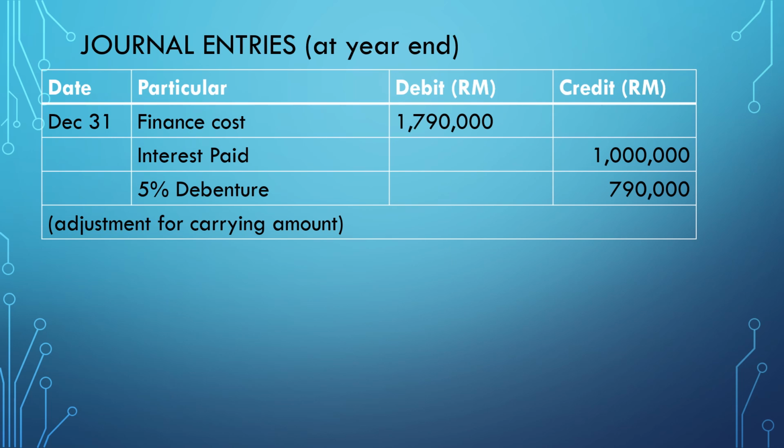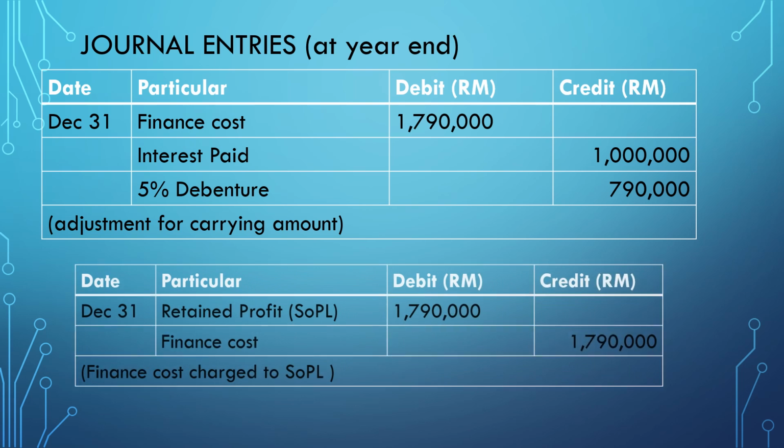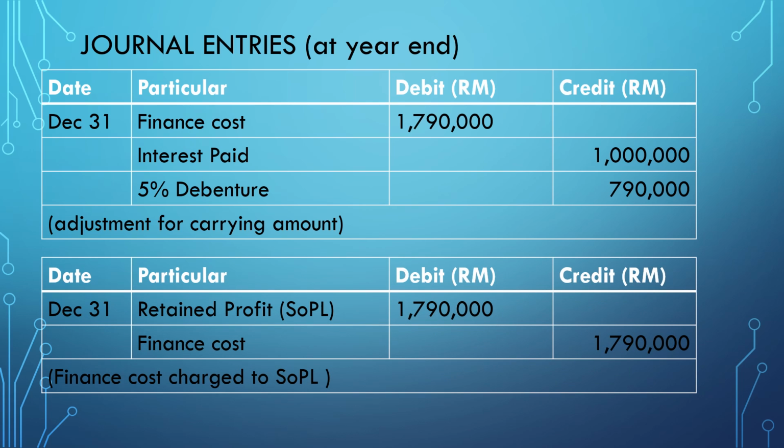So for the journal entries at the end of the year, we would recognize the finance cost to be charged in the statement of profit or loss, that is against our retained profit. So debit retained profit and credit the finance cost.